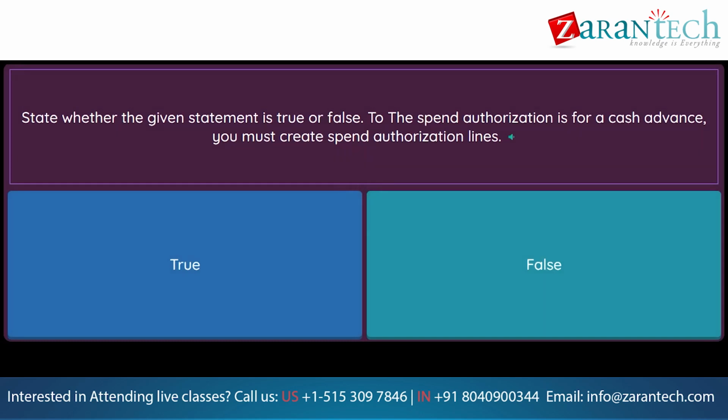Question: state whether the given statement is true or false. If the spend authorization is for a cash advance, you must create spend authorization lines. Option 1 true. Option 2 false.